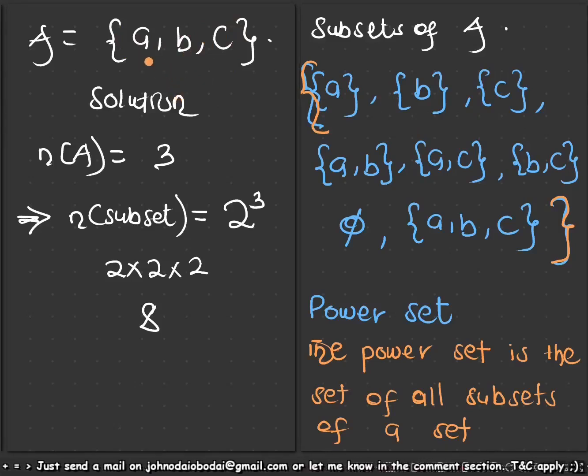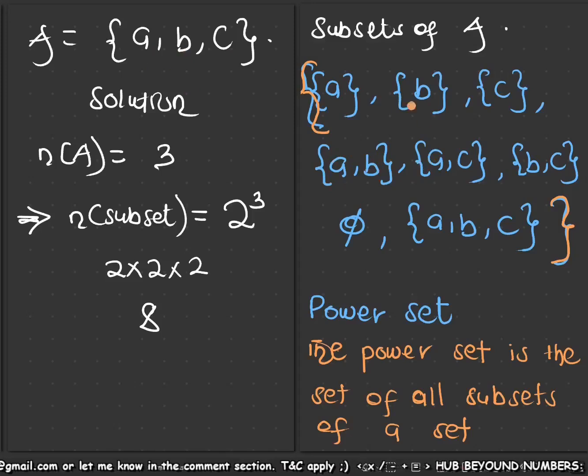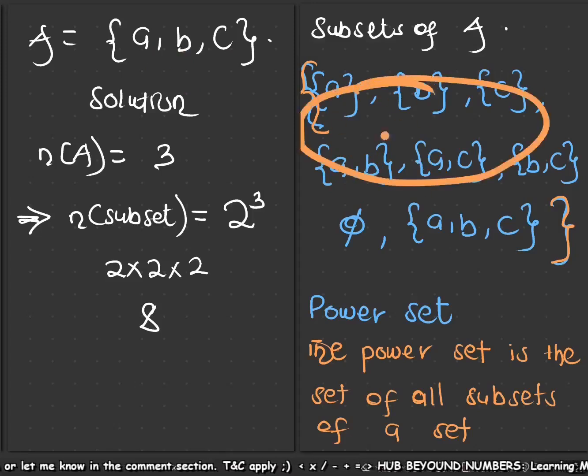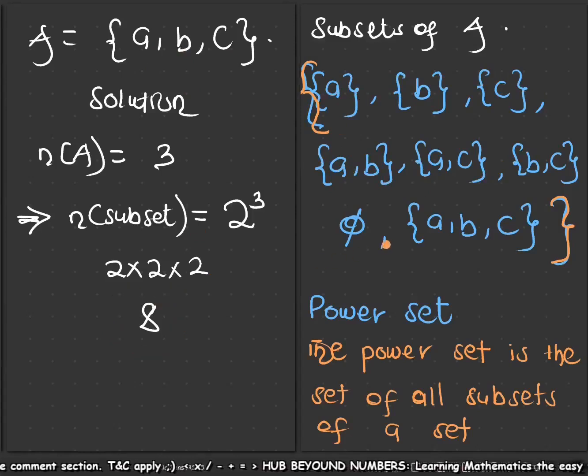So we pair A to B, A to C, and then we pair B to C. We don't pair B to A because they're the same as pairing A to B. When we finished that, we realized that we had just 6 elements. Meanwhile, our formula has told us that there are 8 subsets. That is where other factors need to be added.